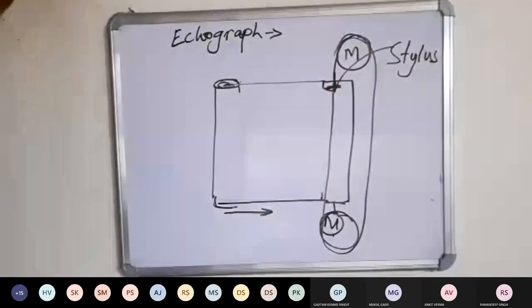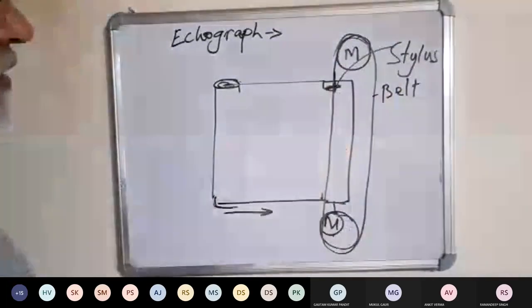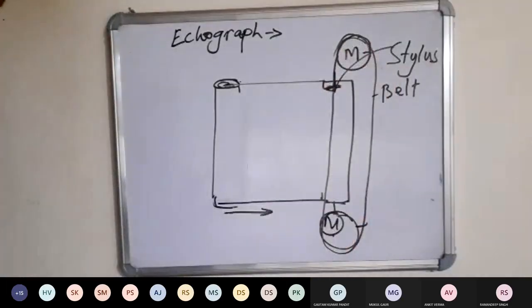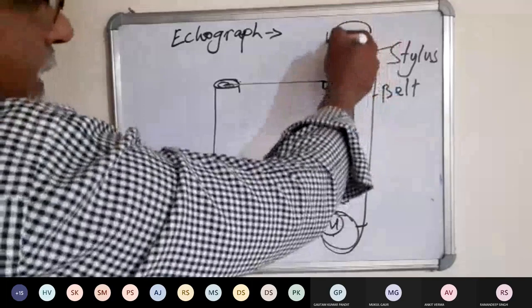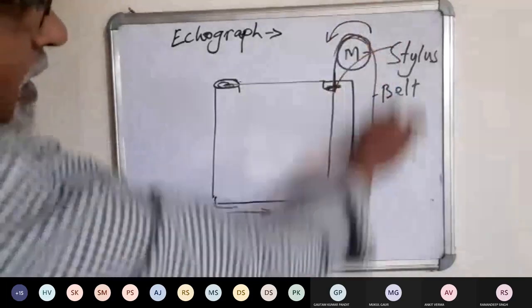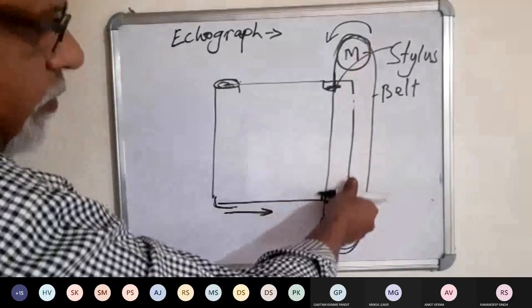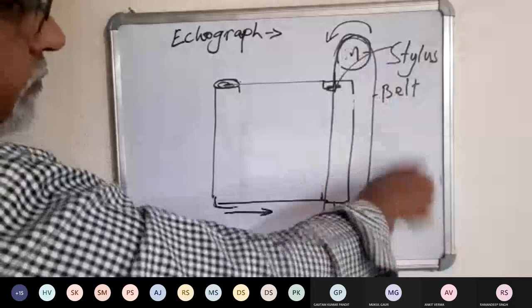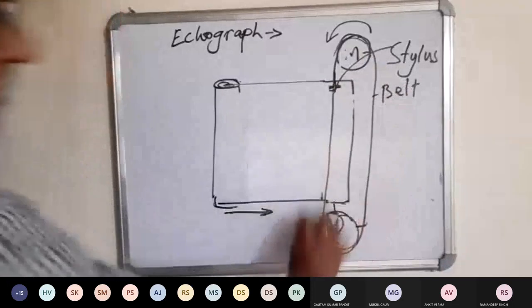So this is the belt. This is the stylus. These are the pulleys. One of them is motorized. So as you can see, when the motor operates, the belt will be going like this, and with the belt, this stylus will also be moving like this, correct? ये जो stylus है वो इसके साथ साथ चलता रहेगा ऐसा.